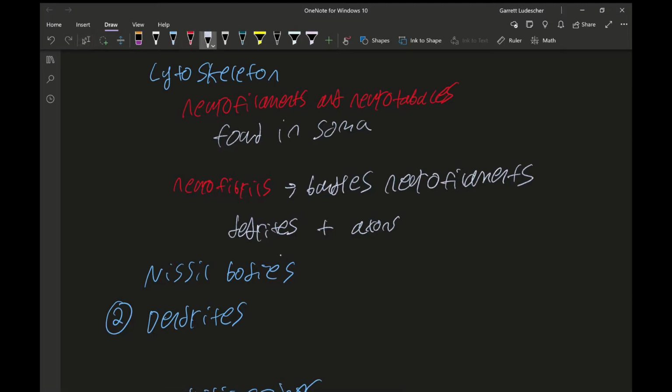And then also we need to know about Nissl bodies. Those are just dense areas of the rough ER and ribosomes, and it's what makes neural tissue appear gray in color. So this is dense regions of rough ER and ribosomes.